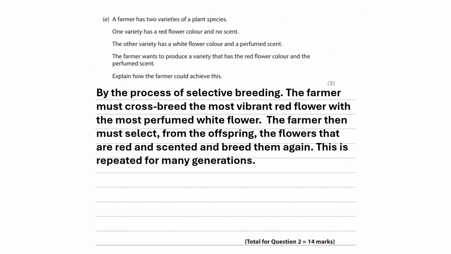Now, a farmer has 2 varieties of a plant species. One variety has a red flower color and no scent. The other variety has a white flower color and a perfumed scent. He wants to combine these 2 together. The farmer wants to produce a variety that has the red flower color and the perfumed scent. Explain how the farmer could achieve this.